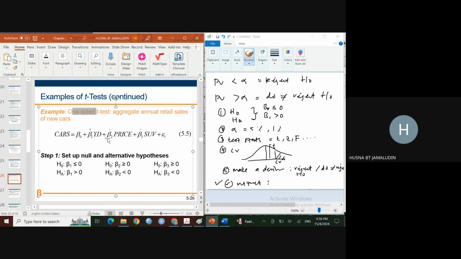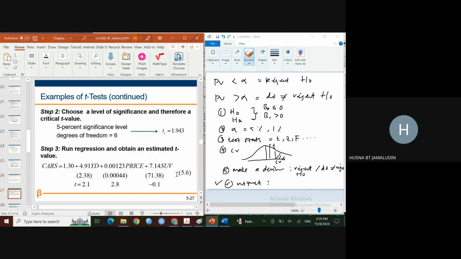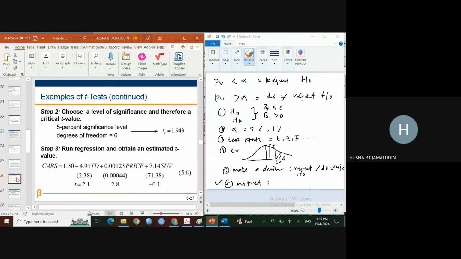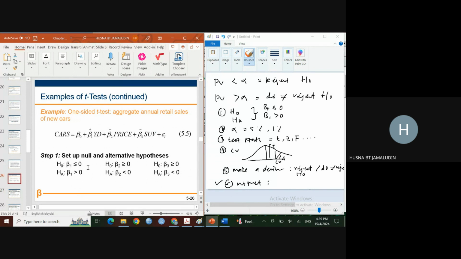Okay, so you have this kind of equation. Step 1, you have to set the H null and HA. The first one is positive, so beta 1 bigger than 0. Second is negative, beta 2 less than 0. Third one is negative, beta 3 less than 0. And the H null is just the opposite signs of your HA and it contains equal signs.